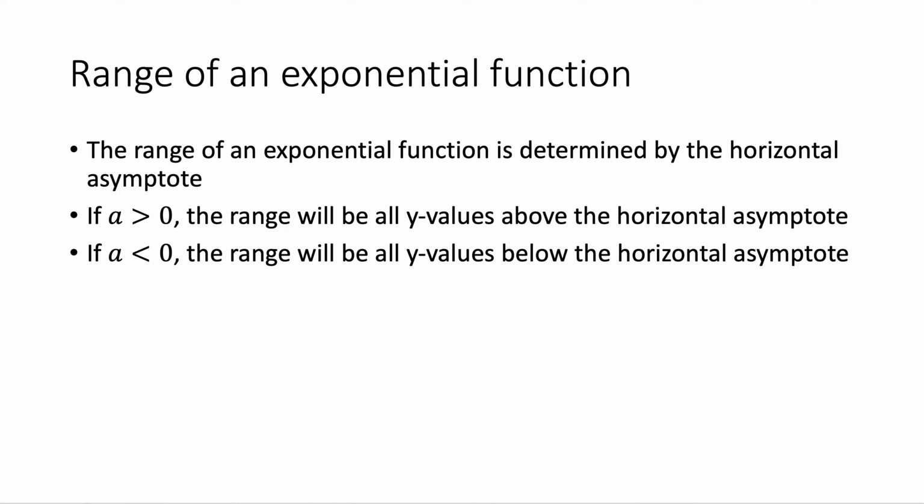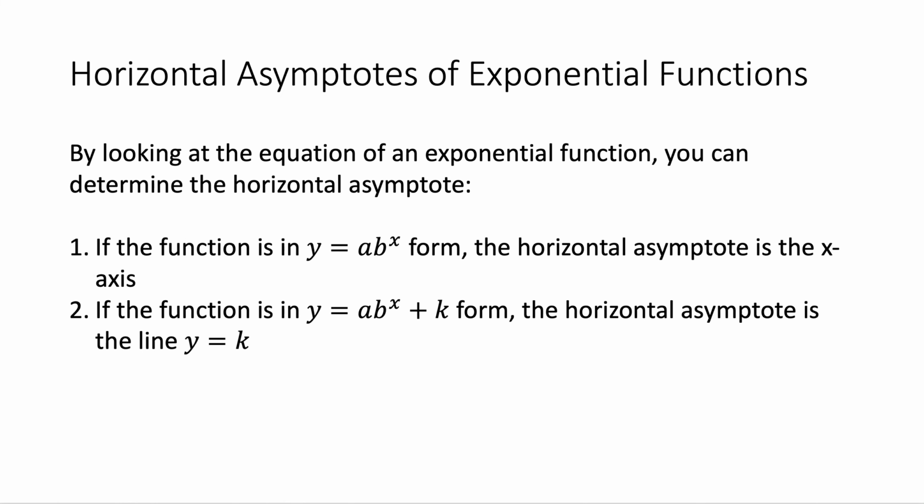So if a is bigger than 0, the range will be all the y values that are above the horizontal asymptote. If a is less than 0, the range will be all the y values that are below the horizontal asymptote. So the horizontal asymptotes of exponential functions, remember, you can figure out based on the form of the equation.